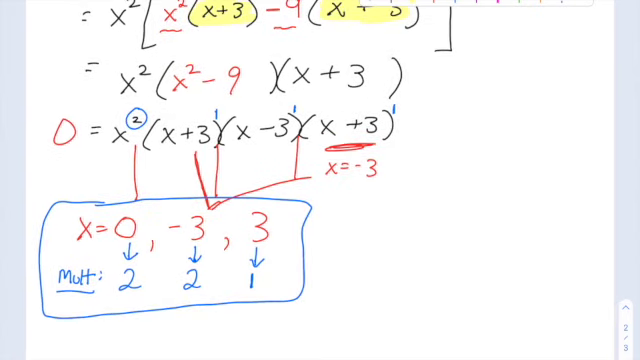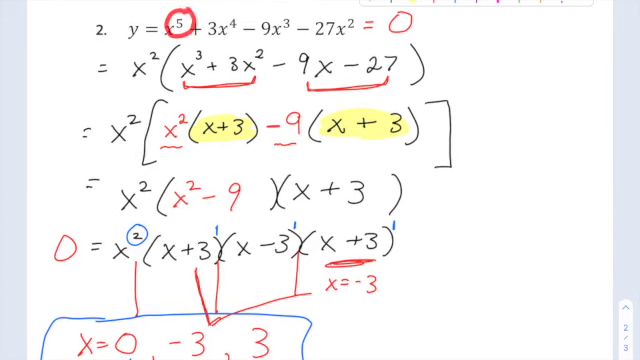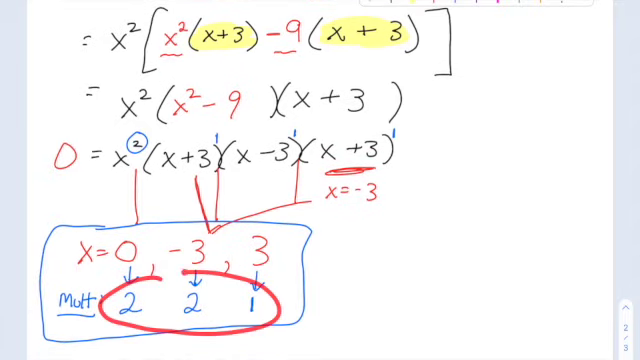Also, a nice little check, notice that the multiplicities, when you add them up, 2 plus 2 plus 1 is a total of 5, and that is the total degree, that highest exponent of the original polynomial function here. If it's got a degree 5, it should have 5 zeros, and so that multiplicity should account for that. There's all 5.